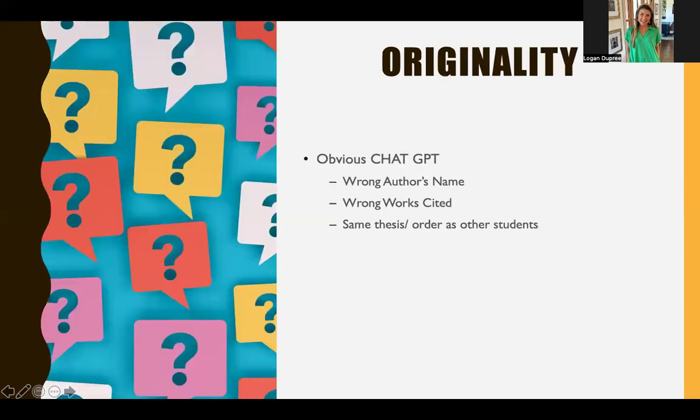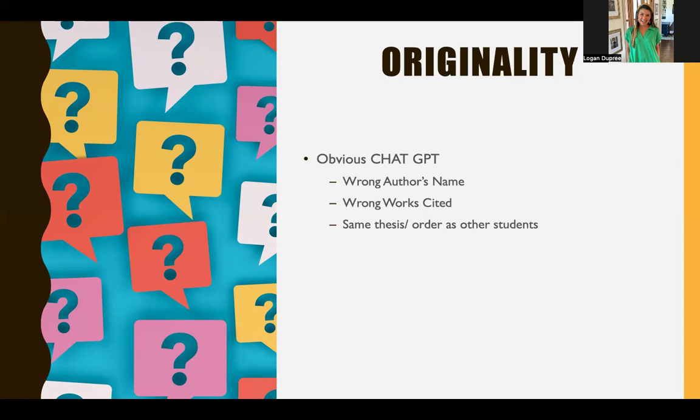So the next thing that I want to address is originality, and this is a big one. Guys, I know ChatGPT is here and we're using it. While I allow students to brainstorm and outline, it's there to give you ideas and it's there to help you organize those ideas effectively. What it's not there to do is write your paper for you.